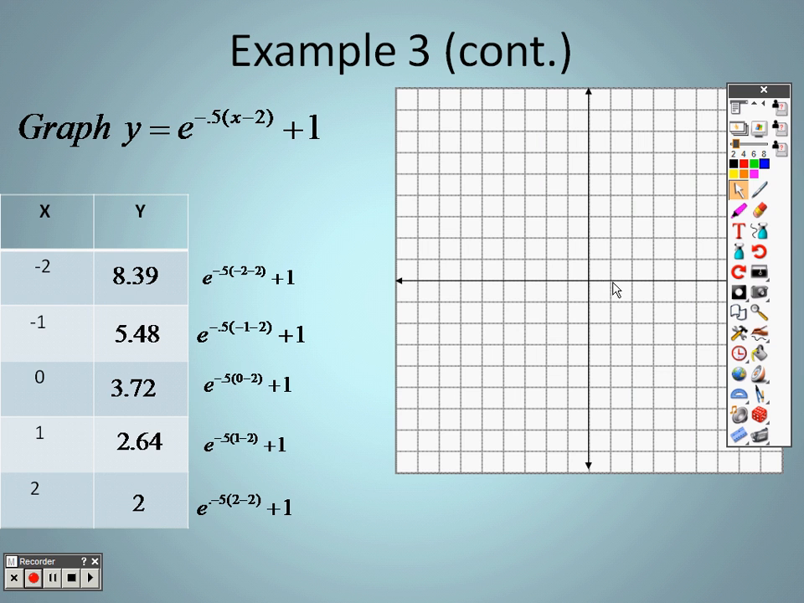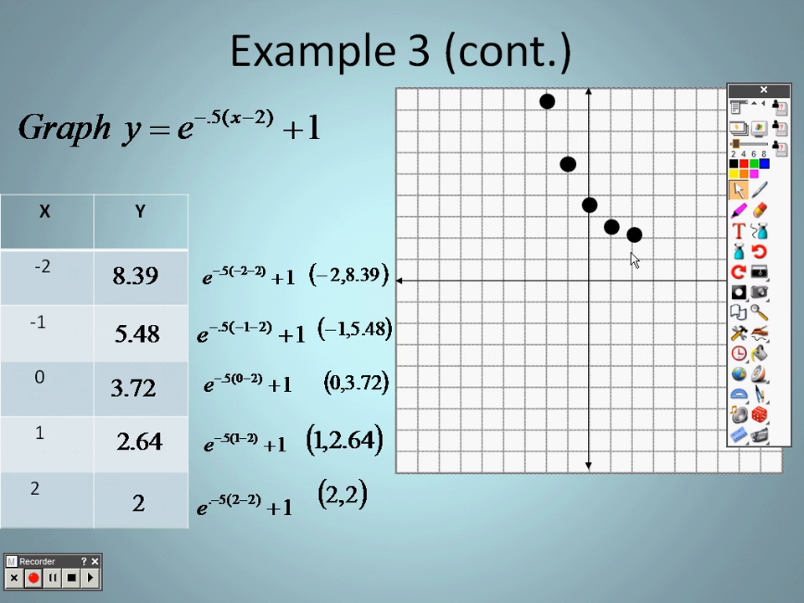So when we go to plot these, negative 2, 8.36 is roughly here. Negative 1, 1, 2, 3, 4, 5.48 is roughly there. And when we plug in a 0, 1, 2, 3.72 is about there. We plug in a 1 and 2.64, it's about there. And 2, 2 is right here. And we draw our line. Okay, so there's the graph.